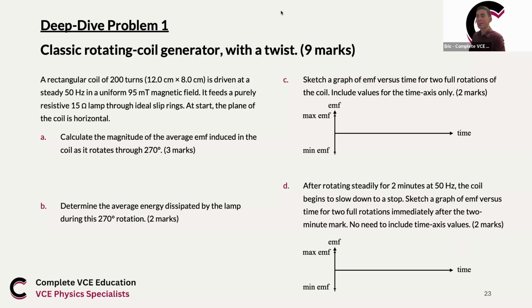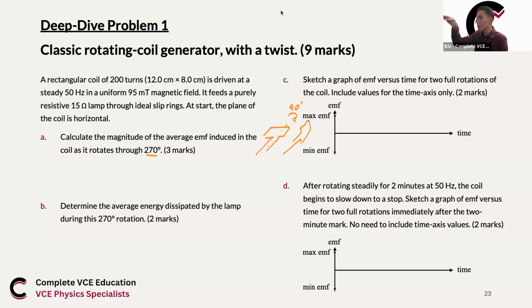Alrighty, let's begin. I actually got a message from one of you saying that the 270 is like a trick question. If you think about it, usually questions ask about a coil turning from this state to a vertical state. That is a 90 degree turn along the axis. But if you think about it, whether you do 90 degrees, 180, or 270, each 90 degree portion is actually the same because it's symmetrical.